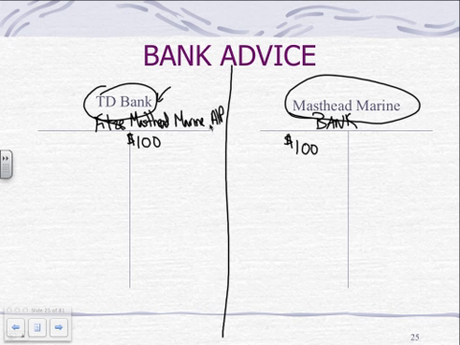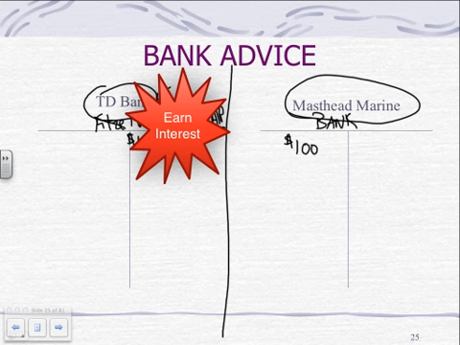Now, they might not necessarily call it accounts payable, but it's easy for you guys to understand because they don't get to keep this money. It's our money. They're holding it for us. So in essence, they have an accounts payable to us for $100. However, as you know, if you put money in a bank account, you may earn some interest.